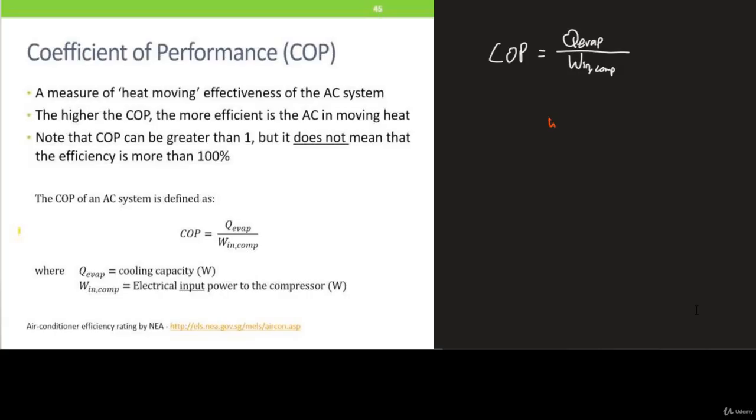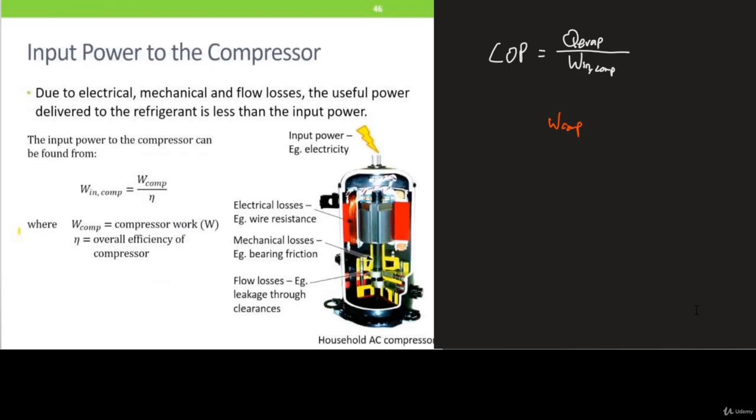Okay, because the amount of power you give to a compressor is not 100% efficient. There will be some losses, be it electrical losses or mechanical losses, and therefore there is a so-called overall efficiency of the compressor. So these two terms are related. The power input is actually equal to work done by compressor divided by the efficiency.